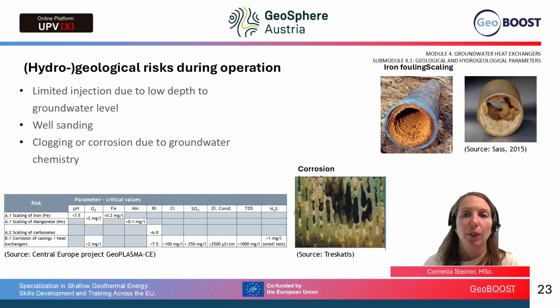Certain groundwater chemistry can also lead to corrosion of casings or the heat exchanger. This is the case if the water is highly mineralized. You can see the thresholds of these risks in this table. So check the groundwater chemistry before constructing your well. Choosing the right material and adequately constructing the whole system with as little air contact as possible can also help mitigating chemistry-related issues.